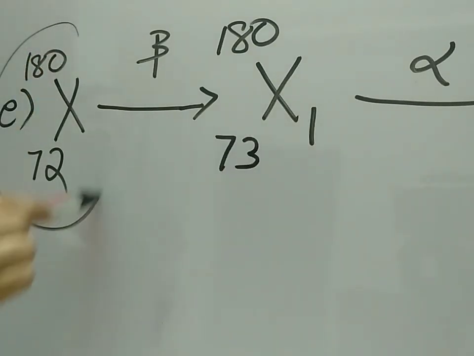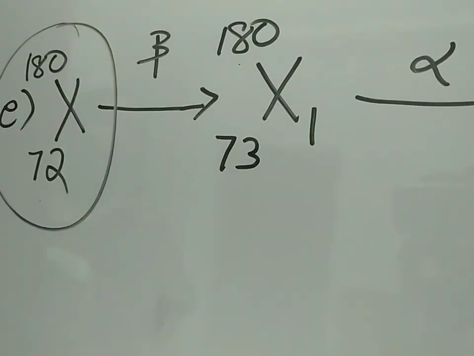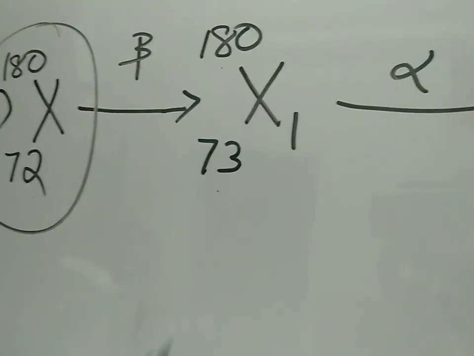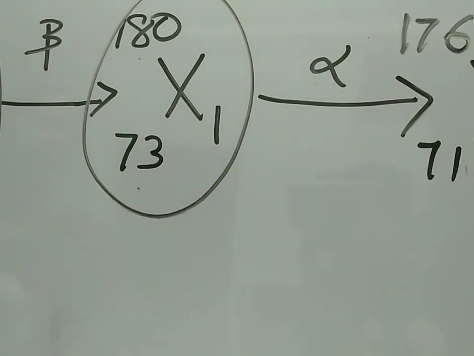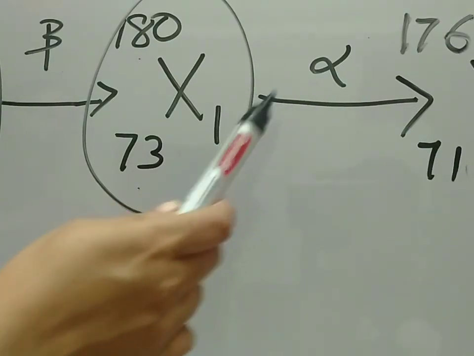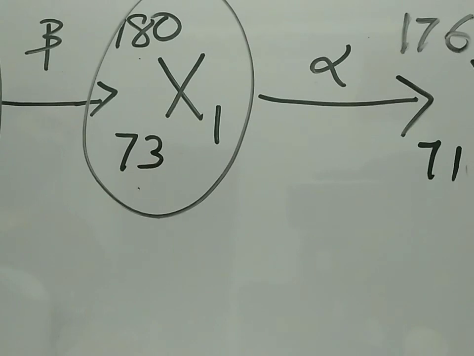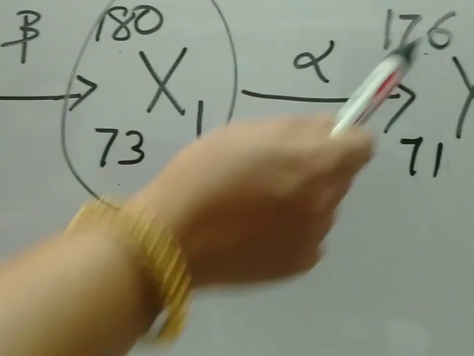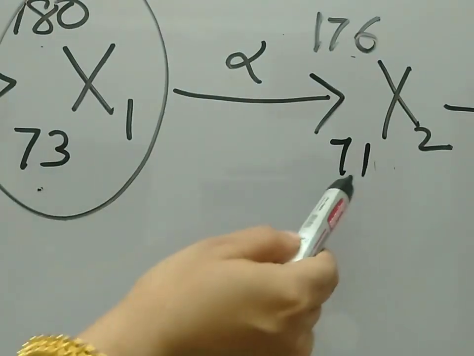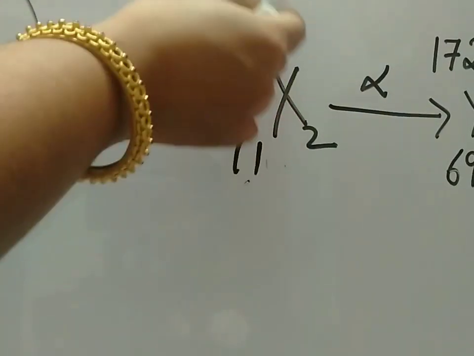So we got our parent nucleus as X 180, 72. When a beta emission takes place, there is no change in the mass number, 180, and the atomic number increases by 1. So 72 plus 1 is 73. Now this is the first daughter. From the first daughter, alpha emission takes place. Alpha emission means He 4 2: mass number reduced by 4, atomic number reduced by 2. So 180 minus 4 is 176, 73 minus 2 is 71. This is our second daughter.